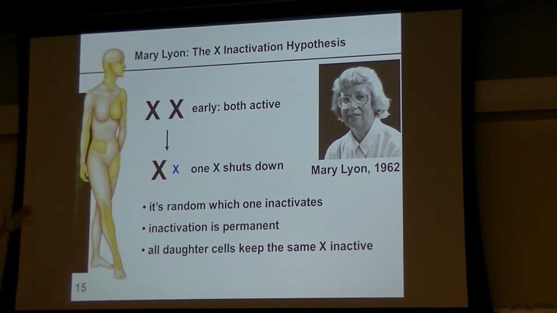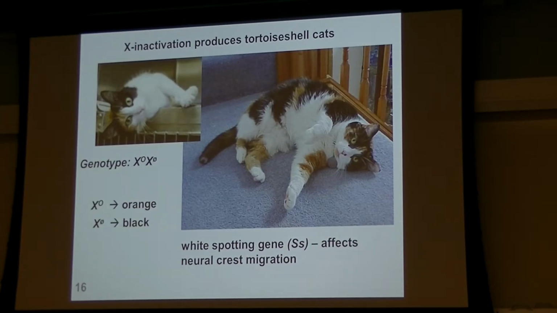So in humans, you cannot really tell that we're patchy like this because the two X's don't have any different coloration associated with them, like skin color or coat color. But in certain organisms, you could tell. And cats are one of these.